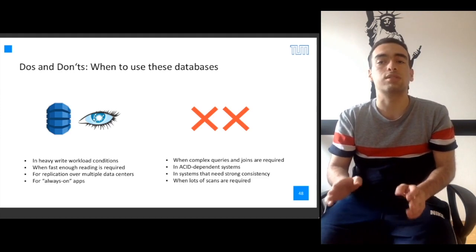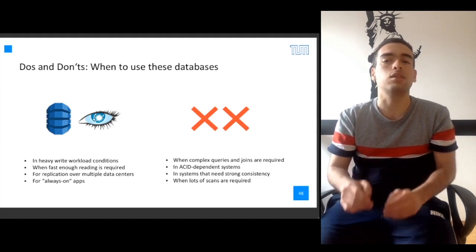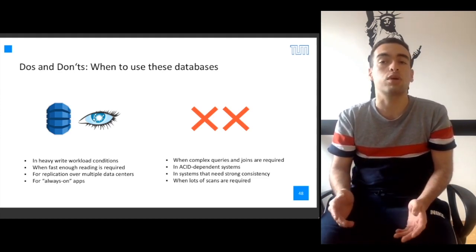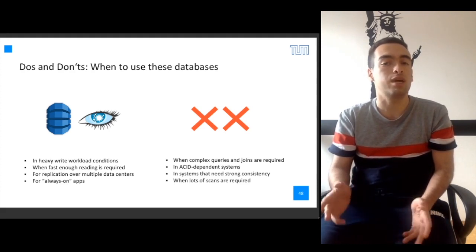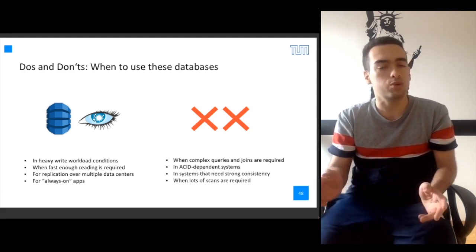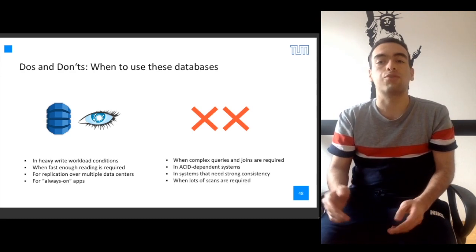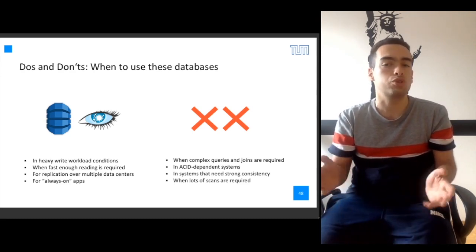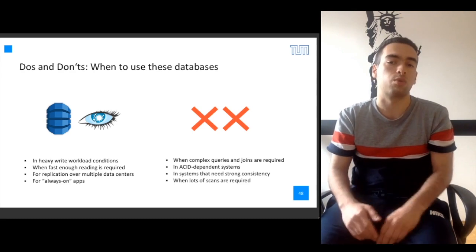Finally, when lots of scans are required, Cassandra and Dynamo read data pretty well as long as you know the primary key of the data you want. If you don't, they will have to scan all nodes to find what you need, which will of course take a while.